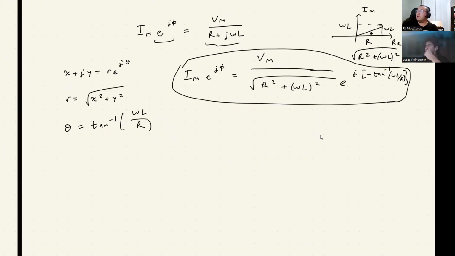Out of curiosity, have you seen complex numbers at all? Yeah, it was back in high school a little bit. Okay, yeah, I figured.